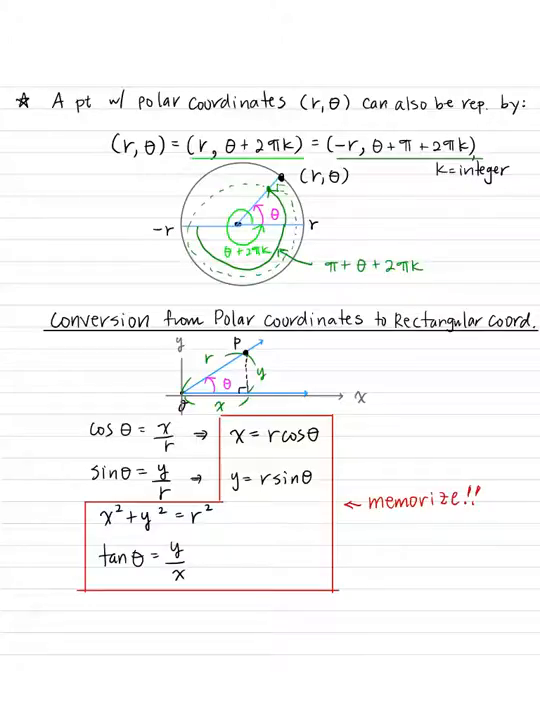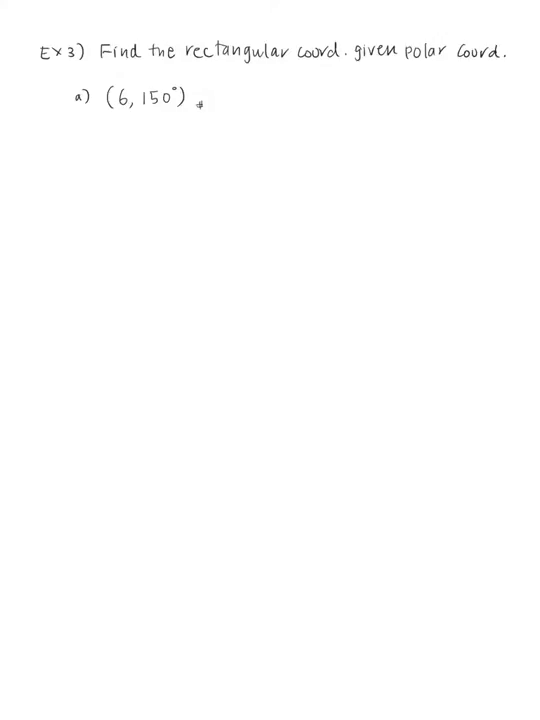Similarly, sine theta is y over r, so solving for y, y is r sine of theta. Now we already know that x squared plus y squared equals r squared, and tan of theta is y over x. So these 4 equations are the key equations to convert from polar coordinates to rectangular and vice versa. Let's do some examples again. Example 3, find the rectangular coordinates given the polar coordinates.